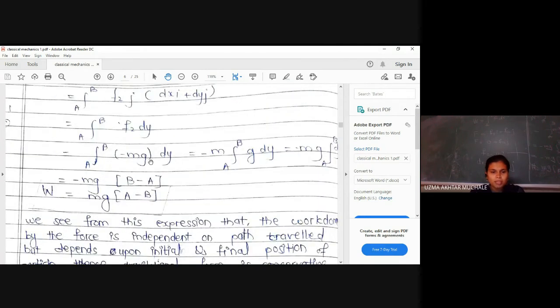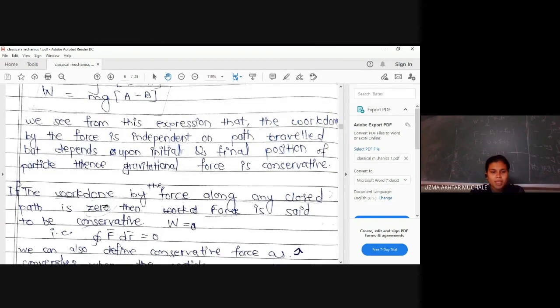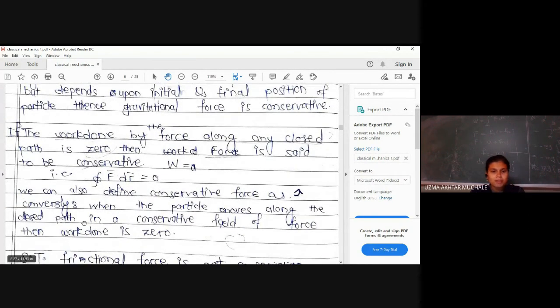If you are writing closed path in the formula, that means instead of position b it is simply a. So a minus a, what will it be? Zero. Okay, if it is a closed path, what will be the formula? The work done by the force along any closed path is zero. Okay, then the force is said to be conservative. If the work done is zero along any closed path, it means that the force is conservative. Or in another way, we can say conversely, when the particle moves along a closed path in the conservative field of force, then the work done is zero.